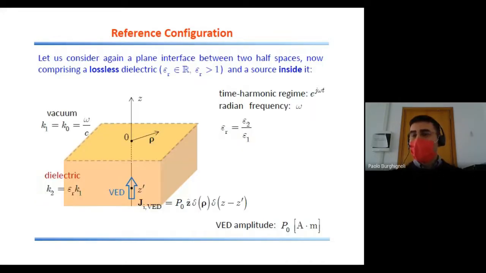So here is the situation that we will address. The same interface, however, now the vertical electric dipole source is in the denser medium, so it is inside the dielectric, which is assumed to be lossless, so its relative permittivity epsilon r is a real number, whereas in the upper medium now is a vacuum. All the other things remain the same as in the previous lesson.